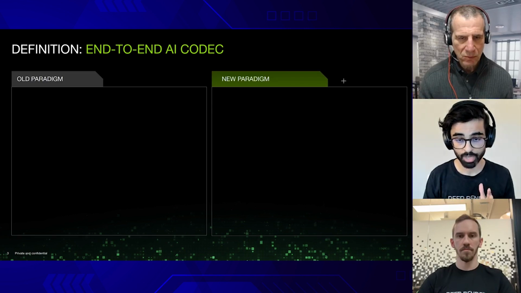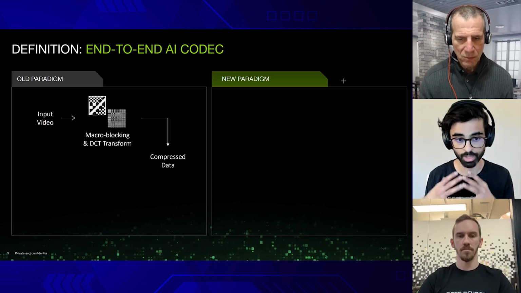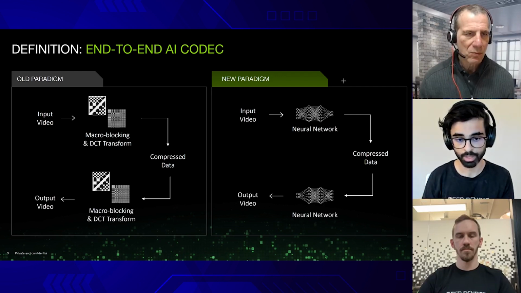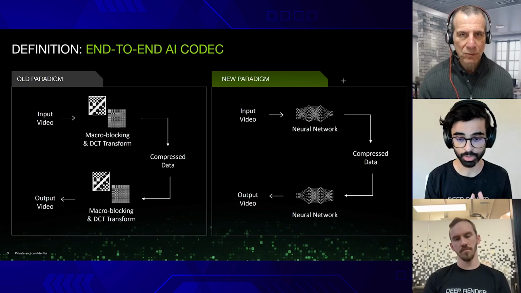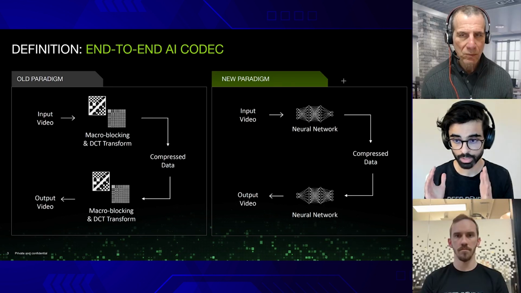Let's have a look at what I mean by AI codecs. So there's the old paradigm and the new paradigm. In the old paradigm, we get an input video that undergoes macroblocking and DCT transform to produce compressed data. In the new AI-based paradigm, an input video goes through a neural network to produce output data. The compressed data in the old paradigm then goes through inverse DCT to produce an output video. In the new AI-based paradigm, the compressed data goes through a neural network to produce an output video. And as you can see, in this new AI-based paradigm, we are purely using AI models and not relying on any components from the old paradigm.